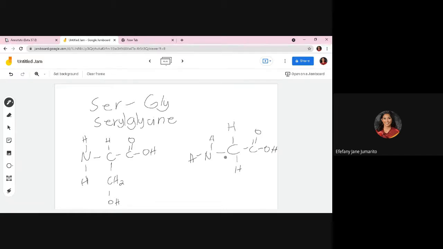What is the side chain of glycine, class? This is your glycine. The R group is just an H. Okay, so it's very simple.